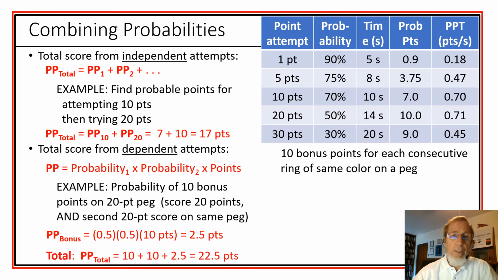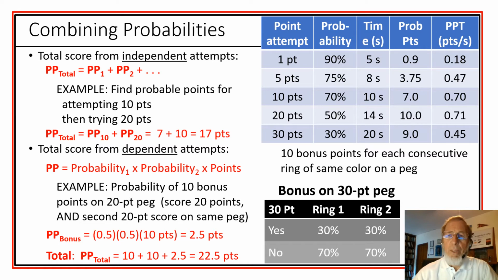So then in that case we would have the probable points for the first attempt, which would be 10, probable points for the second attempt 10, plus whatever the bonus is, on the average 2.5. So we could say that our probable points for those two attempts that would depend upon one another would be 22.5 points.